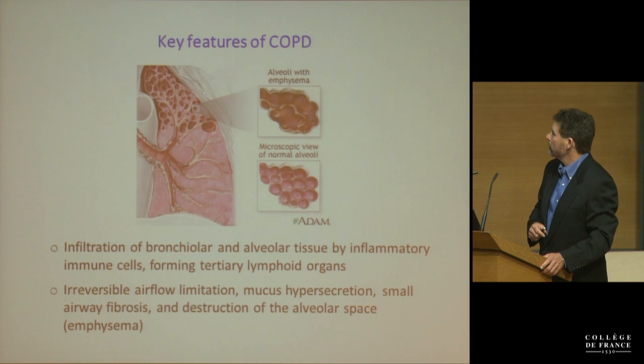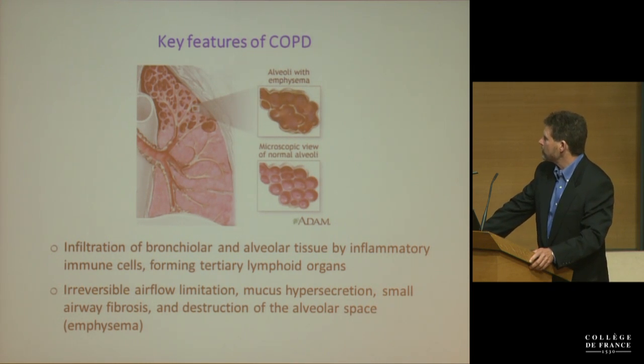Some key features of the disease are infiltration of bronchiolar and alveolar tissue by inflammatory immune cells forming tertiary lymphoid organs. And this leads to irreversible airflow limitation, mucus hypersecretion, small airway fibrosis, and destruction of the alveolar space.